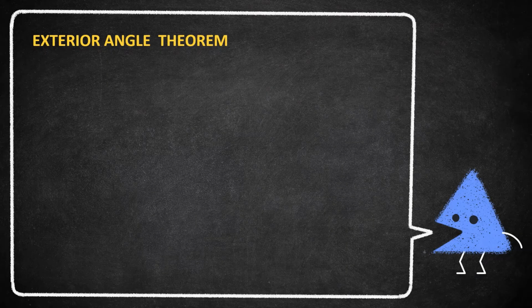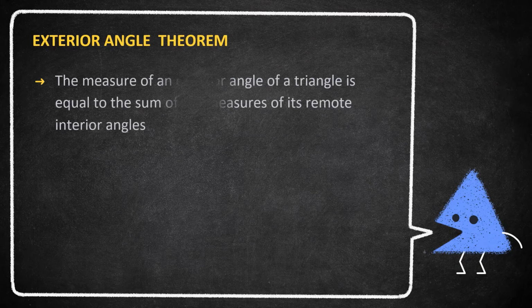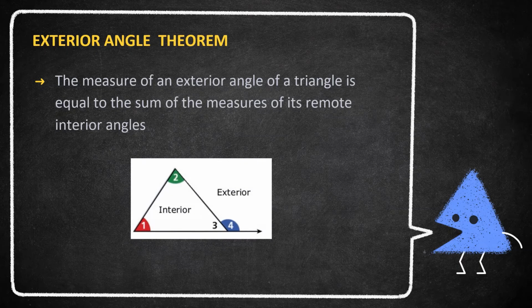Now, let's proceed to the exterior angle theorem. The measure of an exterior angle of a triangle is equal to the sum of the measures of its remote interior angles. Considering the given figure, angle 4 is the exterior angle and angle 1 and angle 2 are the remote interior angles. So we will have the measure of angle 4 is equal to the sum of the measures of angle 1 and angle 2.